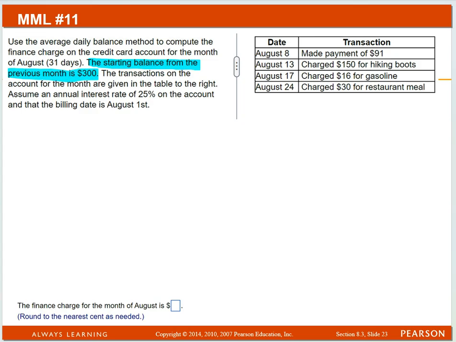All right, let me use a light blue for that. Let's see. Where do I want to do this math? I guess I'll do it over here. So I'm starting at $300, right? That starts me at August 1st. So August 1st, my balance is $300.